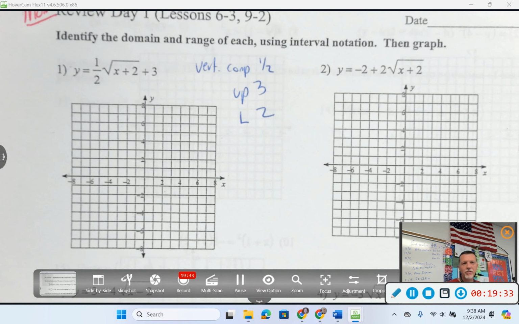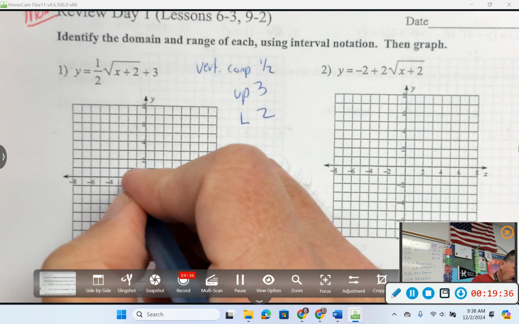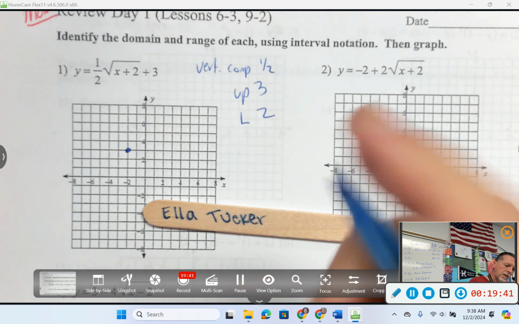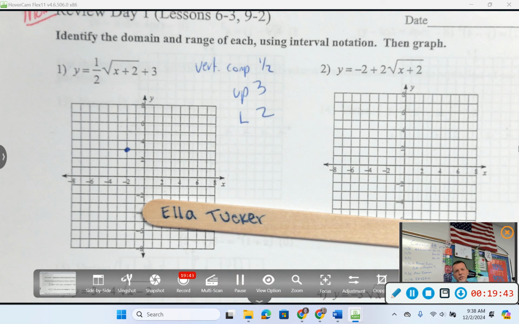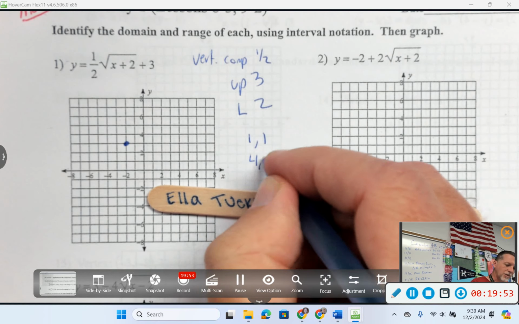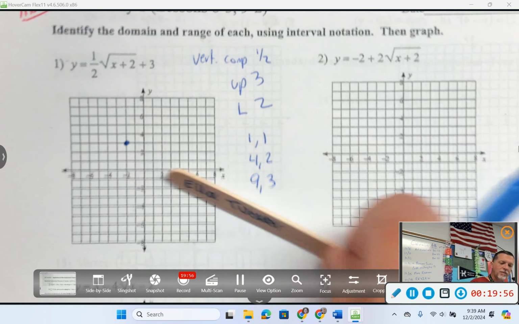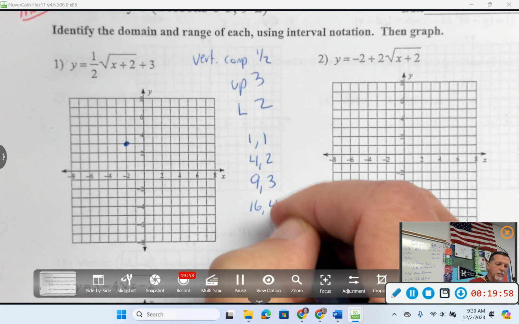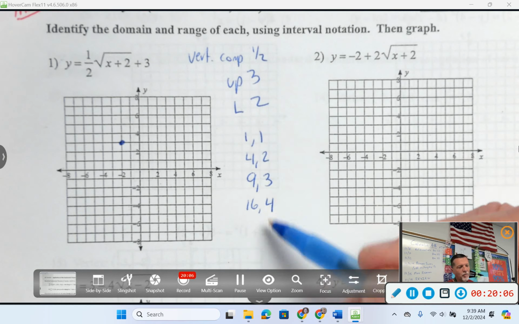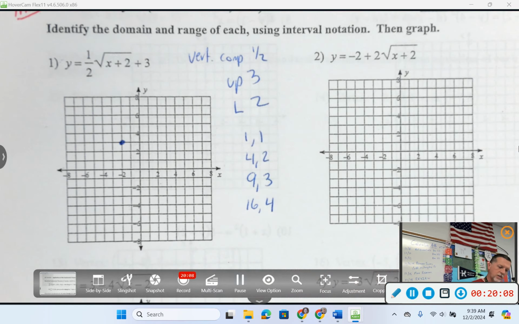All right, so now let's see if we can put all that together. Left 2, up 3. But Ella, what's my table of values or table of directions or key points? How do I get to my next one? 1, 1, 4, 2, good. 1, 1, 4, 2, 9, 3, and then 16, 4 if you really want to go crazy, but that's probably off the graph at that point. 25, 5, 36, 6, and on and on. But the point is, you don't really have to memorize that. These are all square roots.